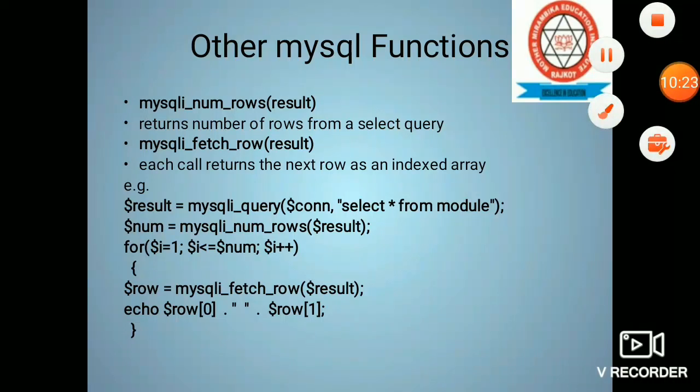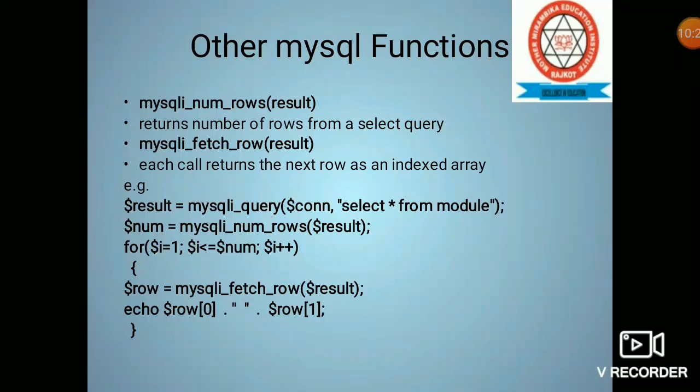Next, we are using a for loop. The for loop starts with the value 1, and it will iterate up to the number of rows that is stored in the $num variable. For example, if the module table has 5 records, the loop will iterate up to 5. If the module table has 10 records, the loop will iterate up to 10, starting with 1 up to the number that $num holds, and $i++ will increment by 1 each time.